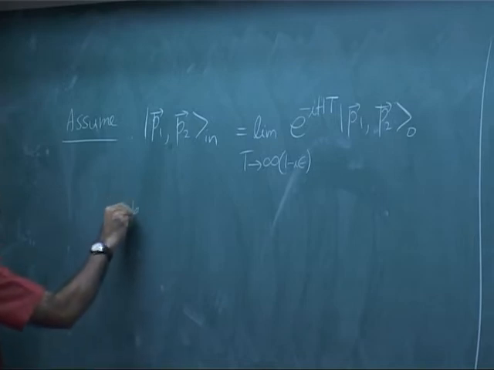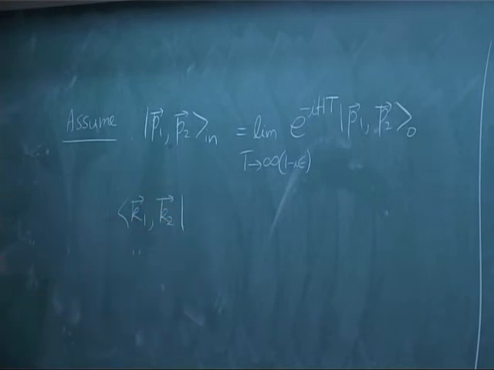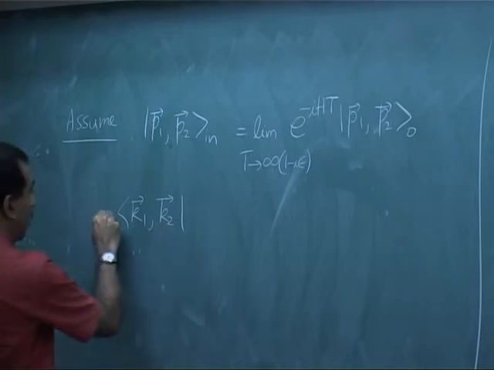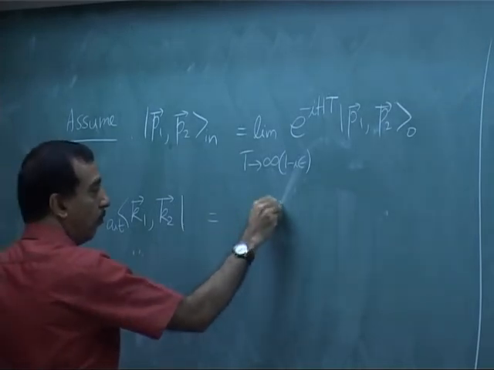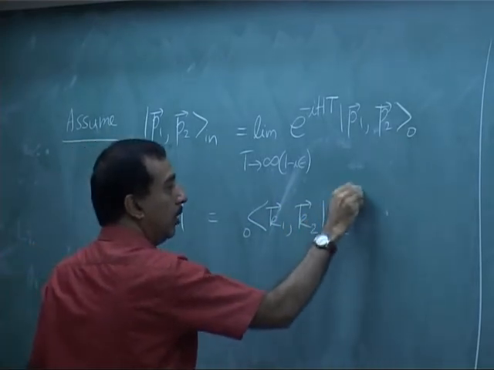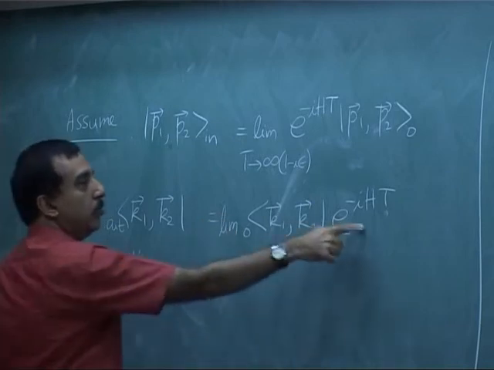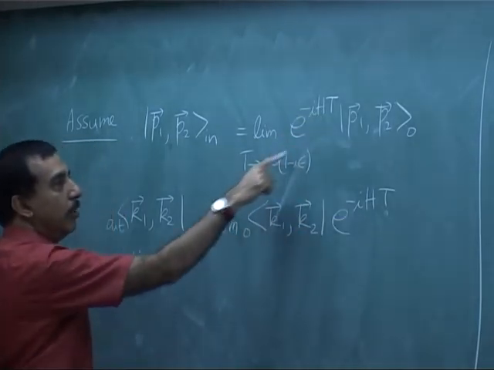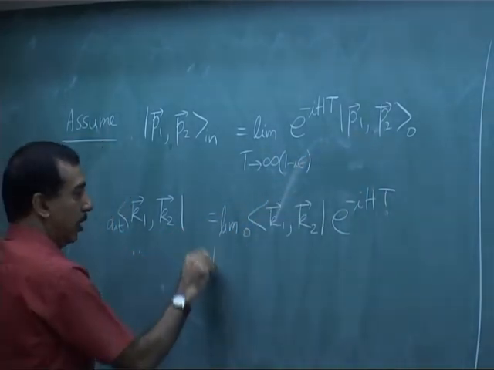What about the out state? So from now on, I'm just going to take two particles. You can easily generalize this to n particles. So I should take this to be the free one and then multiply here with e to the minus iHt and take the limit. It has to be the same operator because then the same limit sends this to minus infinity and this to plus infinity.